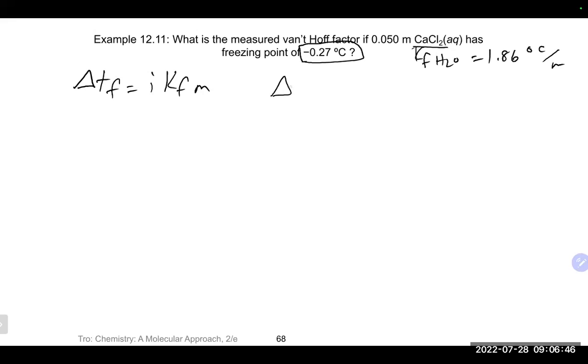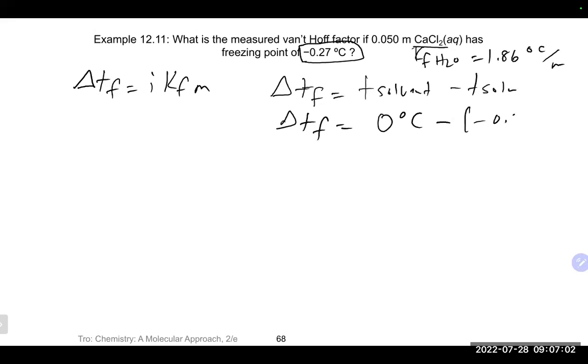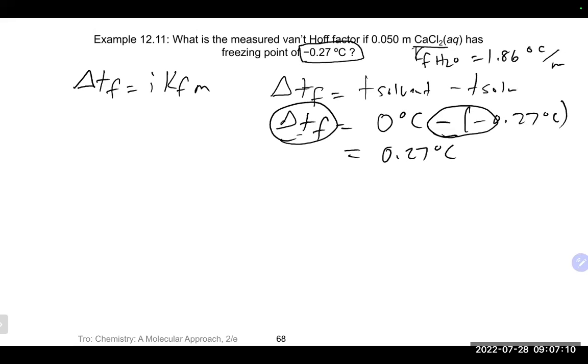A reminder that that is actually the freezing point temperature, not the change of freezing point temperature, which would be the solvent minus the solution. So once again here, the change in our freezing point temperature would be 0 degrees Celsius minus a minus 0.27 degrees Celsius. That is how we get rid of the negative here. And it actually is 0.27 degrees Celsius, which would be our change in freezing point temperature.